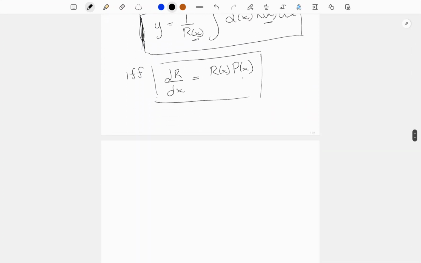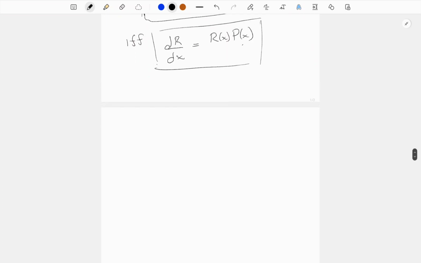Okay, great. Let's go to the next page here. So we need to solve this differential equation: dr/dx equals r of x p of x. Well, we know how to solve this kind of equation. How do we solve this kind of equation? We separate the variables and then integrate both sides. Separate and integrate.